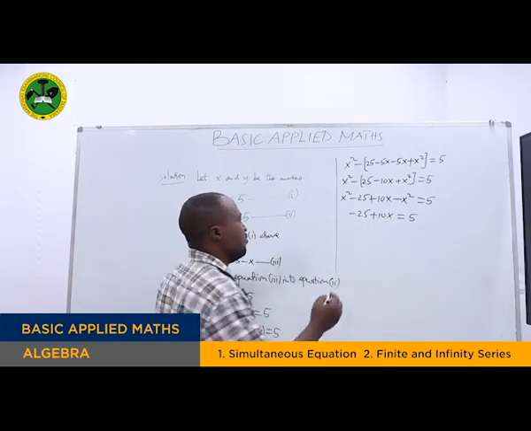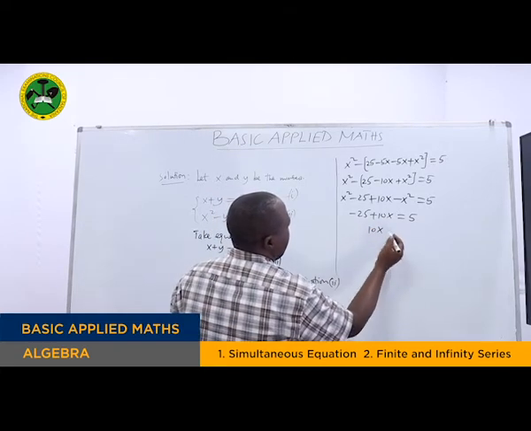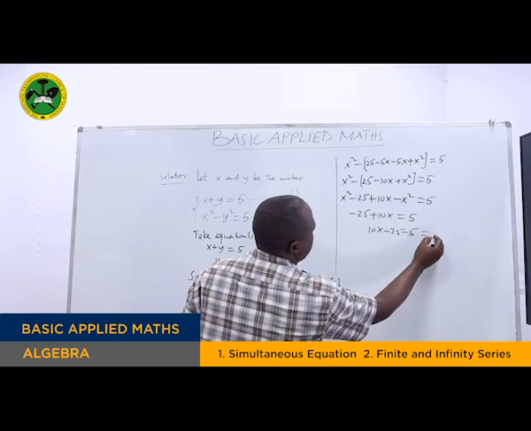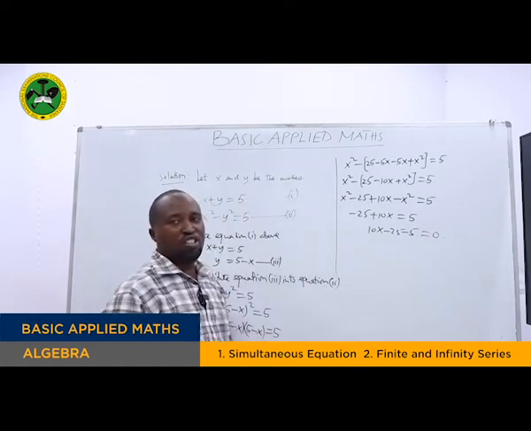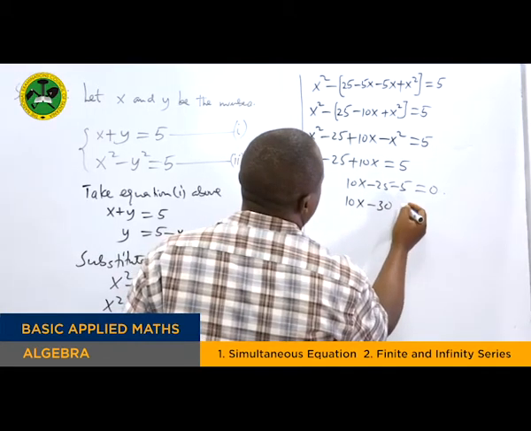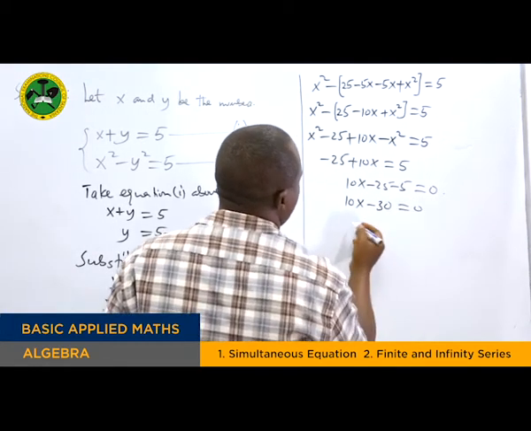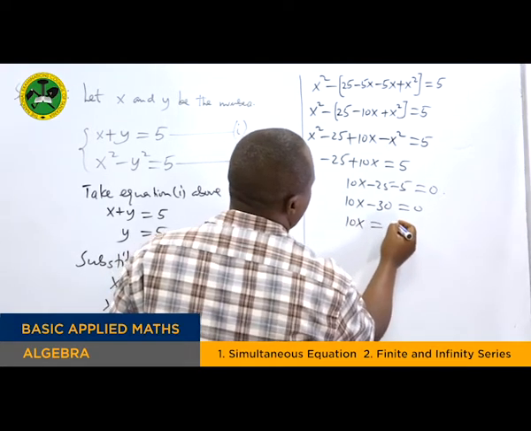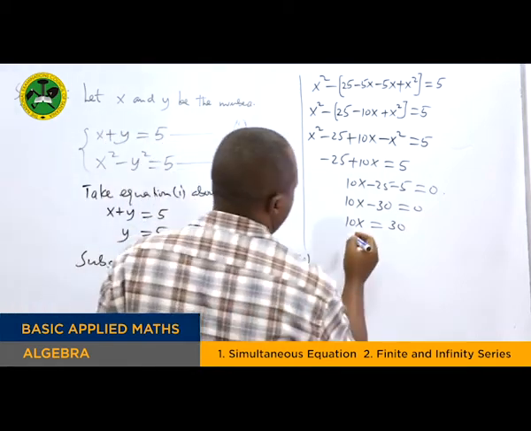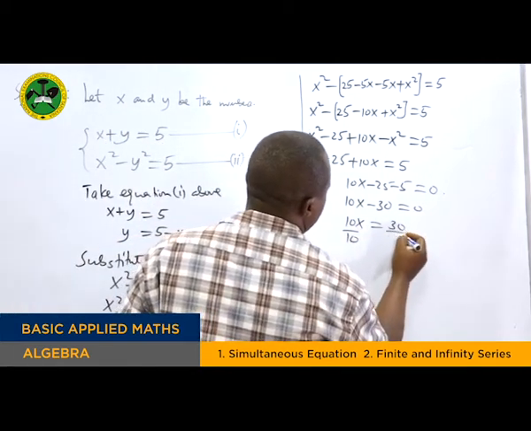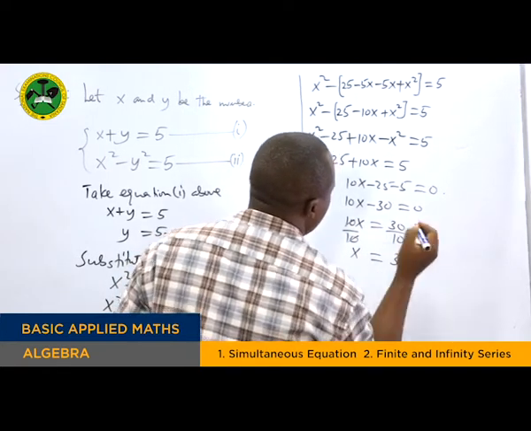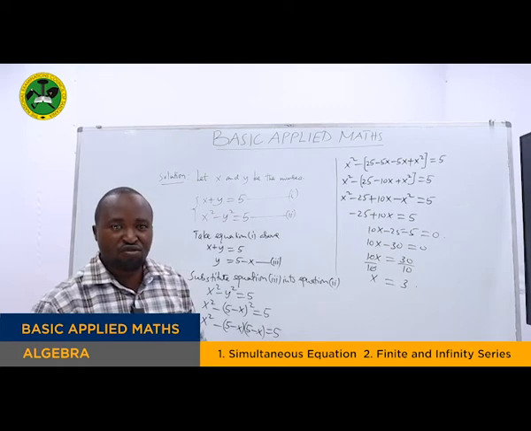That means we have 10x minus 25 minus 5, which is equal to 0. That is 10x minus 30 is equal to 0. So we have 10x is equal to 30. Now on dividing by 10, that is 10 divided by 10, we have x is equal to 3. Now we have the value of x.